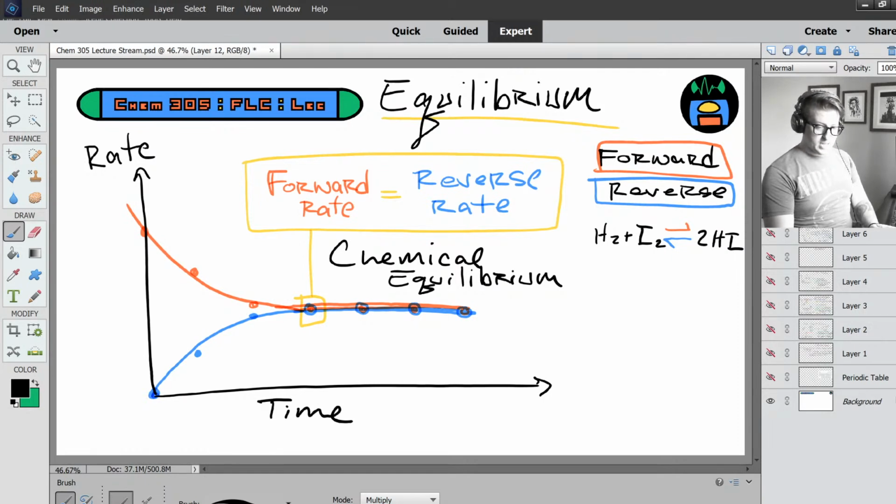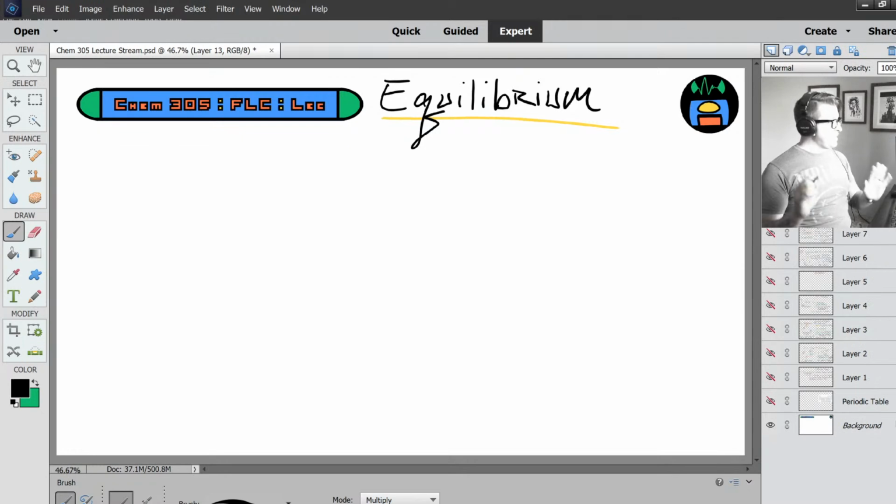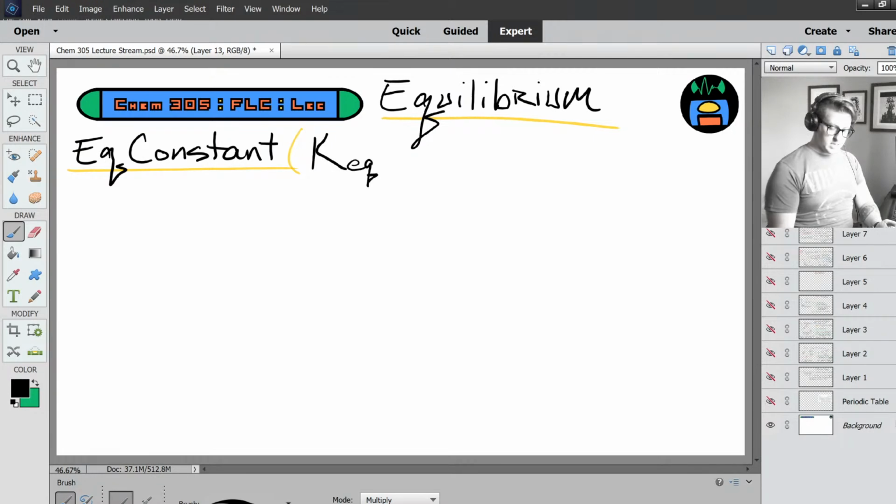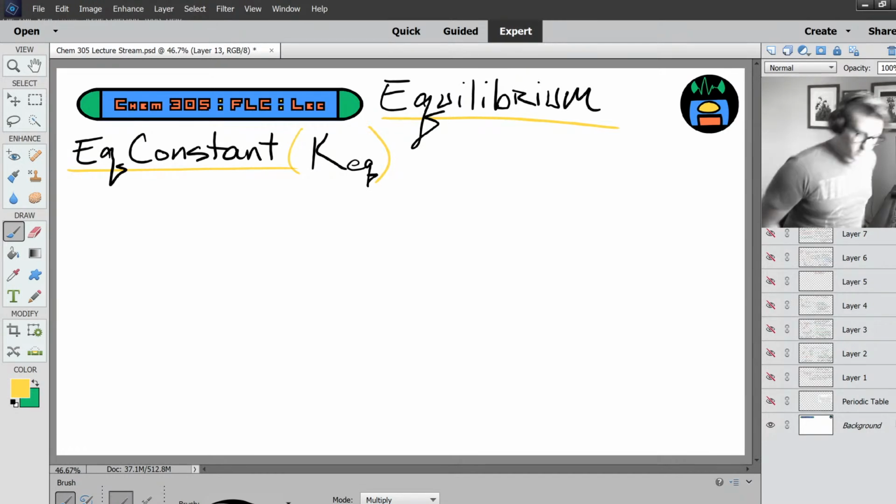Chemical equilibrium. Now that we know what chemical equilibrium is, we can talk about what's known as the equilibrium constant. All right. The equilibrium constant is abbreviated with a capital K and a subscripted EQ. KEQ is the equilibrium constant. Every reaction has one. All right.